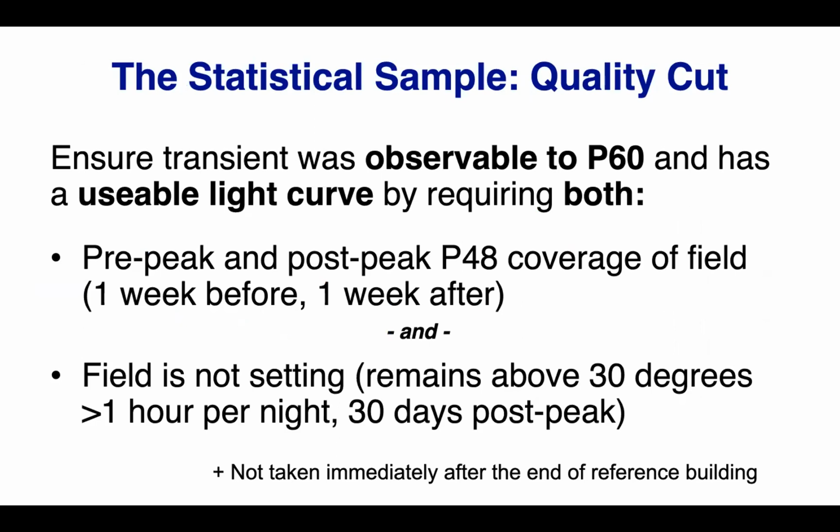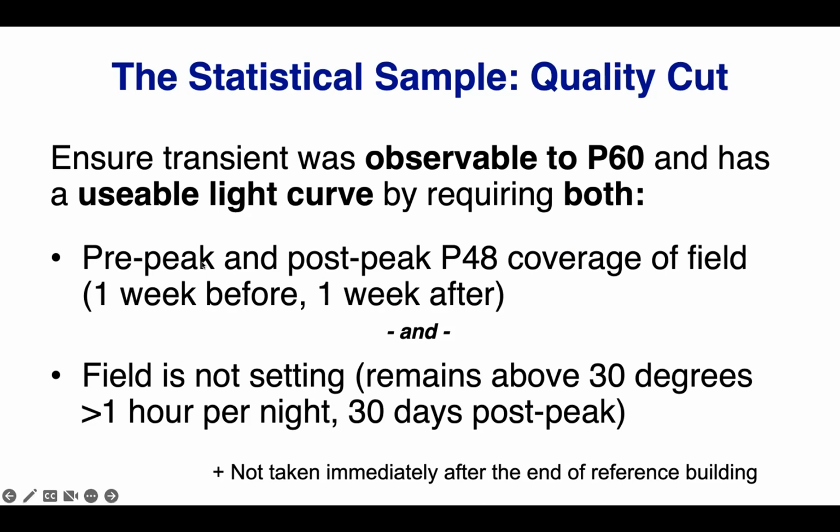So during the course of the survey, we developed a couple of additional cuts to exclude these things so that they don't artificially drag down our completeness. The first cut, we call it the quality cut. This is a cut to require that we actually are able to cover the light curve enough to say something useful about what it is from the light curve alone. So we make sure that the transient, when it was at peak, was observable to the Palomar 60-inch. So it wasn't at super high air mass when it was discovered and when it reached its peak magnitude.